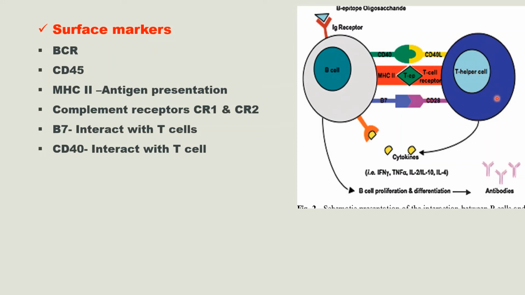This is a cytokine receptor, and it will bind with the cytokines. Okay. So these are some surface markers of B cells. You have to remember at least these. Next is the T cell.